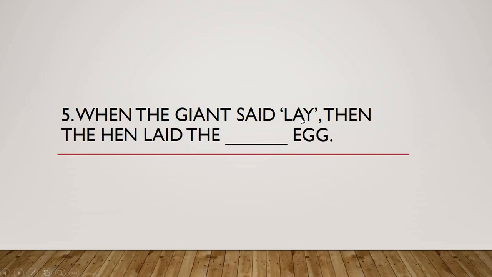When the giant said lay, then the hen laid the dash egg. Let me repeat the question and understand the question. When the giant said lay, then the hen laid the dash egg. So, what do you think? Iron egg or silver egg? No. If you remember, the giant gave the command lay, and the hen which was there on the table laid the dash egg. Again, if you remember the story, you will be able to answer this. Okay, the correct answer is golden. I'll repeat it two times for you to write it down.